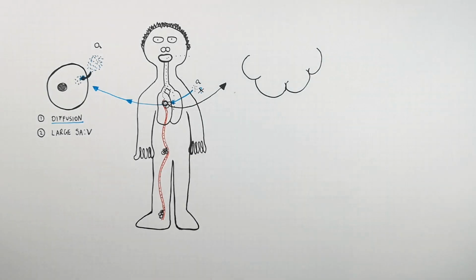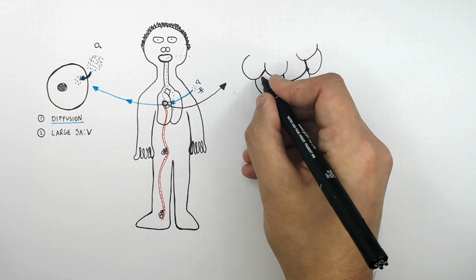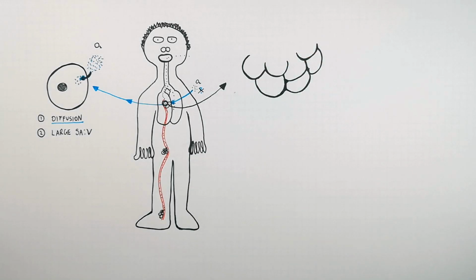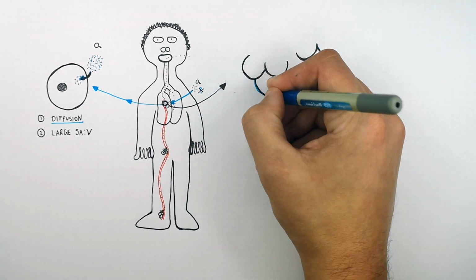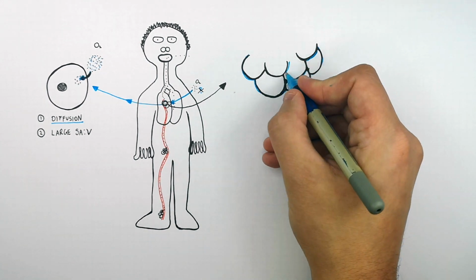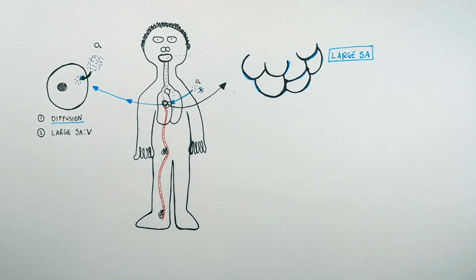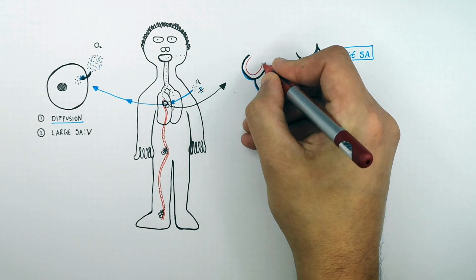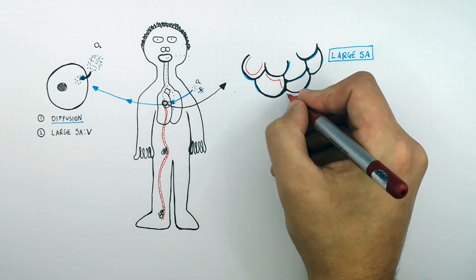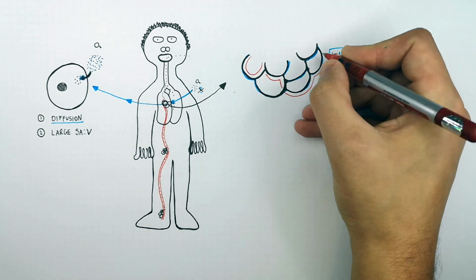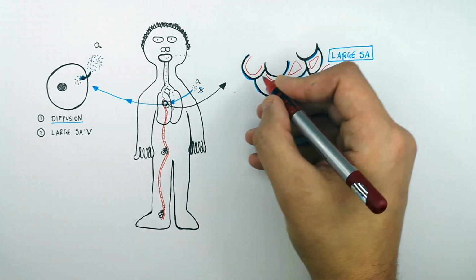What I'm drawing here, the gas exchange surfaces of the lungs, these are the alveoli. The blue line that I'm drawing here represents their large surface area. So they've got a very large surface area. If you increase the surface area of any cells, you're going to increase the surface area to volume ratio, which will increase the rate of diffusion.